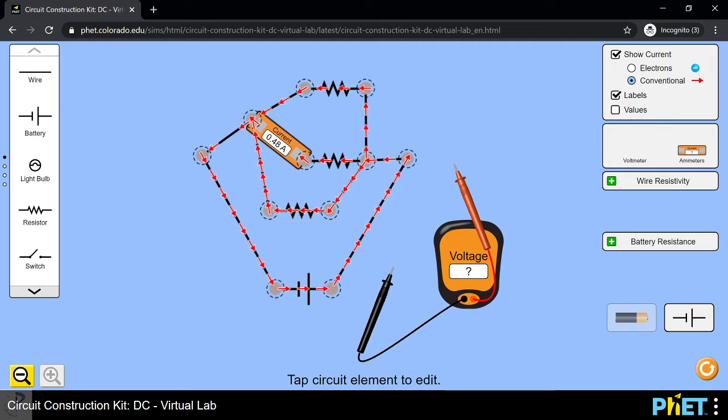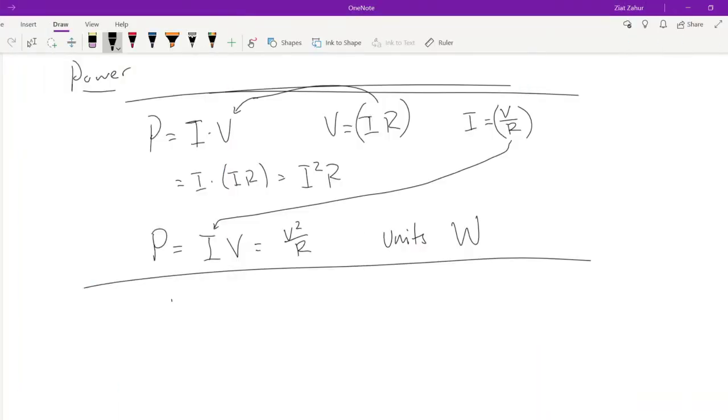Of course, you can just do P total is equal to the total current times the total voltage. It should also be the sum of all the powers, P1 plus P2 plus P3. It should be. And it doesn't matter what kind of circuit.